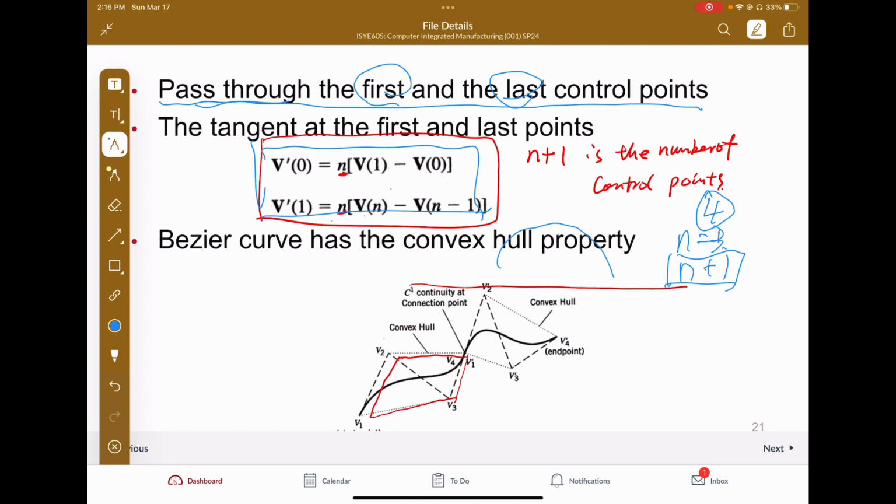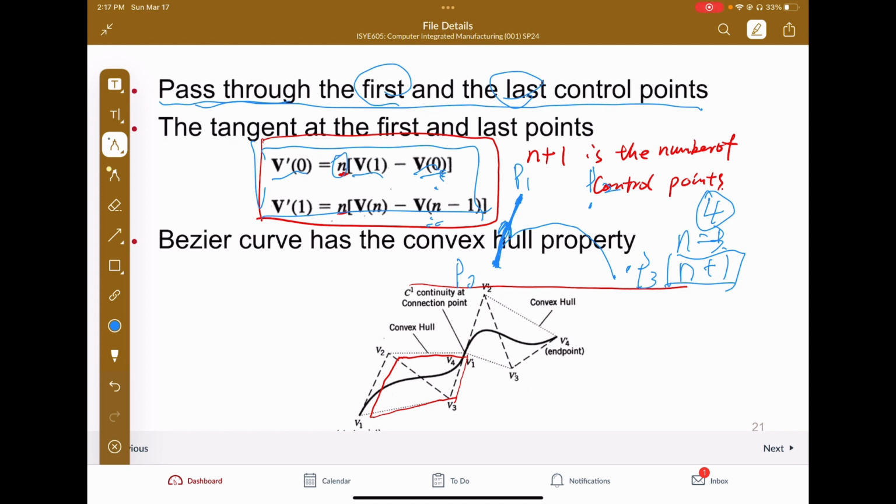Second, tangent. These two equations just want to tell you, so we have a curve, we have 4 control points, P0, P1, P2, P3. The tangent line that goes through point 0 has the same direction as the line from point 0 to point 1. Because we have different orders, these are vectors, so the vector values are different, so we need an n in front of it.